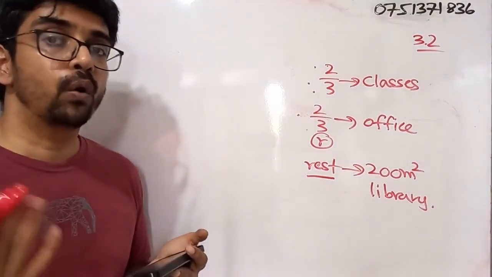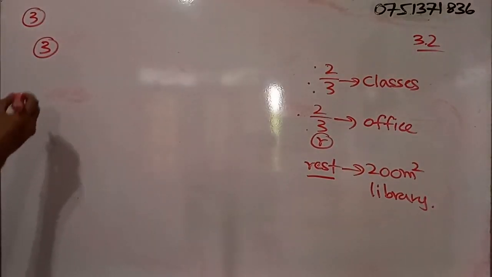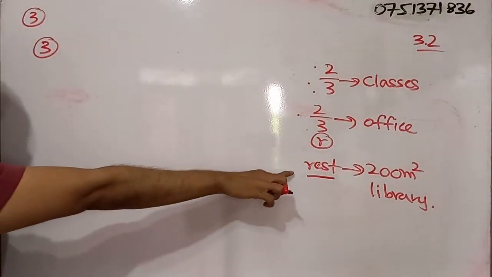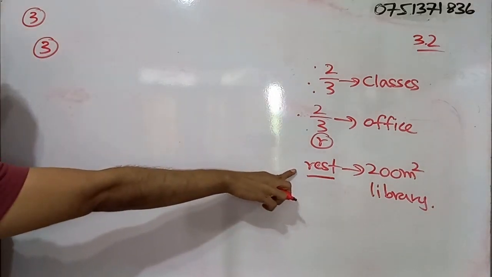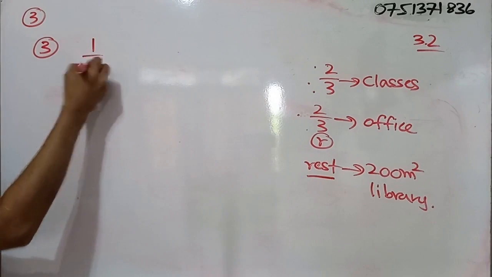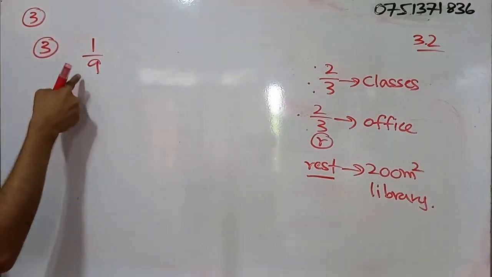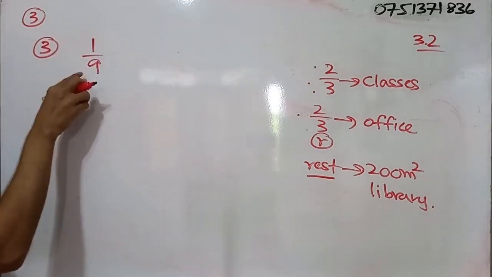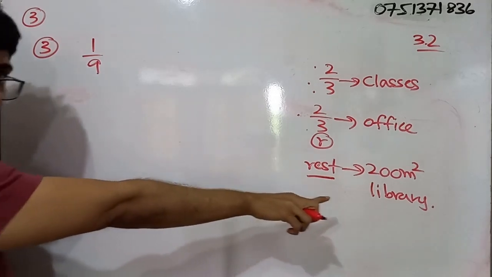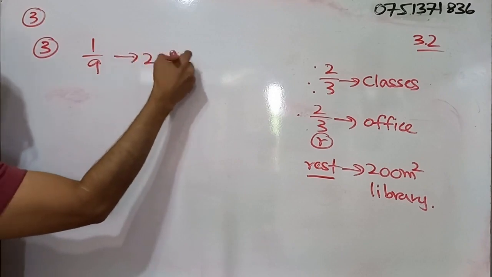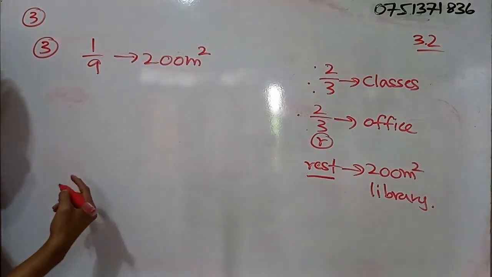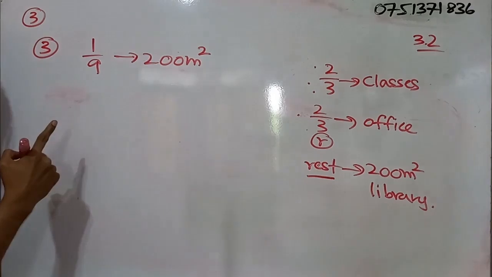So we need to calculate the whole floor area. We know from the previous part, 1/9. So this is the amount of floor area which is reserved for the library. So we know this is equal to what? 200 square meters. So 1/9 is 200 square meters.